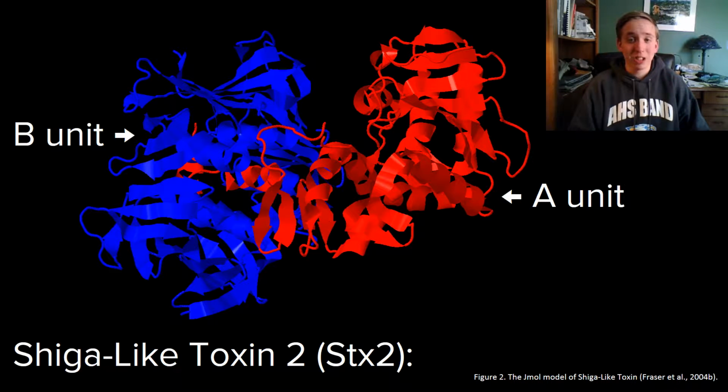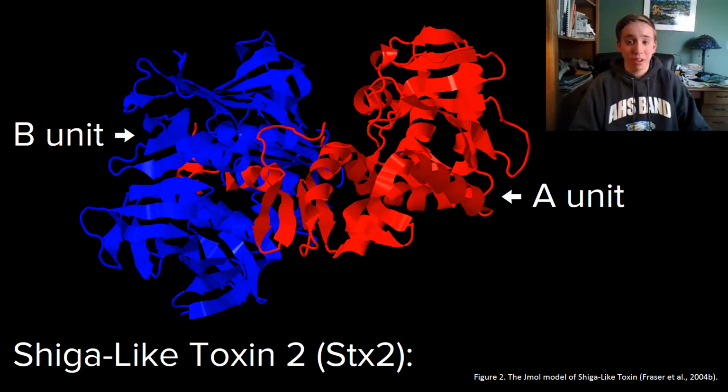Now, STX2 is a holotoxin, meaning that the toxin has multiple subunits. The function of the toxin starts with the B unit, also called STX2B. STX2B is a pentamer with 5 basically symmetrical monomers making up its structure. STX2B has multiple binding sites that allow the toxin to bind to glycolipids on the exterior of cell membranes.